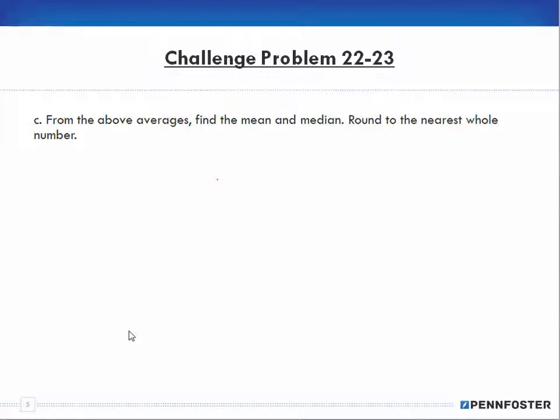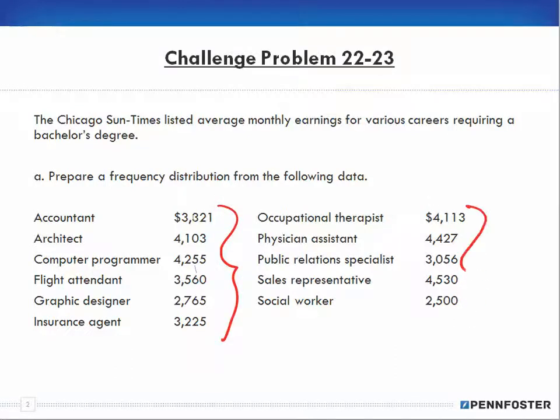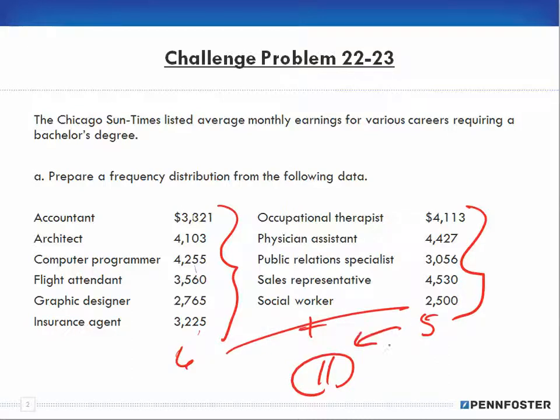Then it says, for C, from the above averages, find the mean and the median. So what is the mean? Well, the mean is adding up all of these figures and then dividing by the number of data points there are. In this case, there's 1, 2, 3, 4, 5, 6, and 5 there, so there's 11 data points altogether. 5 plus 6 gives me 11.